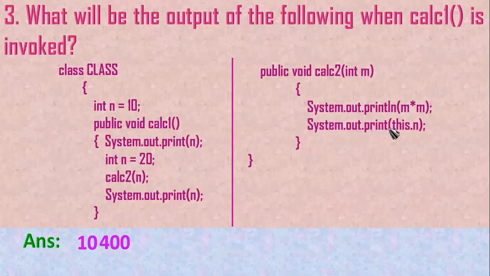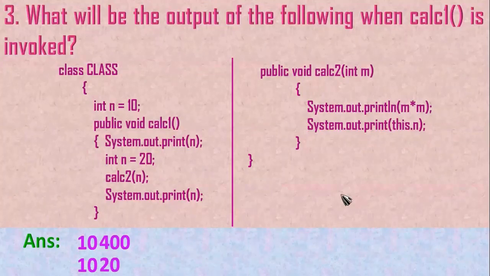Now system.out.print of this dot n. So this dot n means it is the instance variable. So the value of n is 10. Again 10 is printed in the next line. And then after this is over, it will return to the previous method itself. Now system.out.print n. N's value in this method is 20. So this local variable will hide the instance variable. 20 only will be printed here in the same line because it is print here.